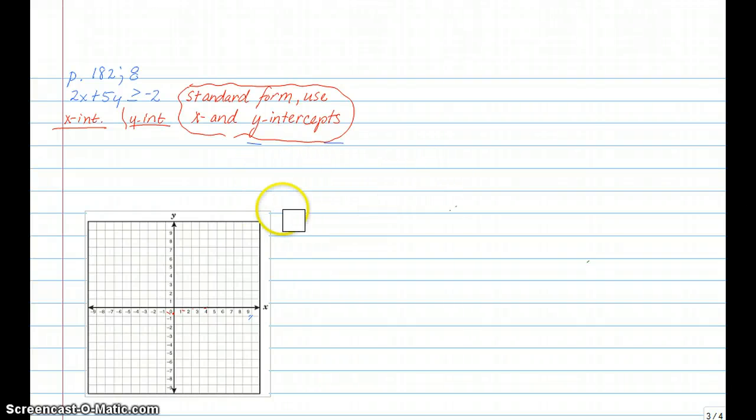Okay, I want you to look at this problem, which is on page 182, number 8. 2x plus 5y is greater than or equal to -2. Since it's in standard form, ax plus by equals c, you're going to use x and y intercepts, and then I want you to go ahead and check your work. Turn it back on after you're done.